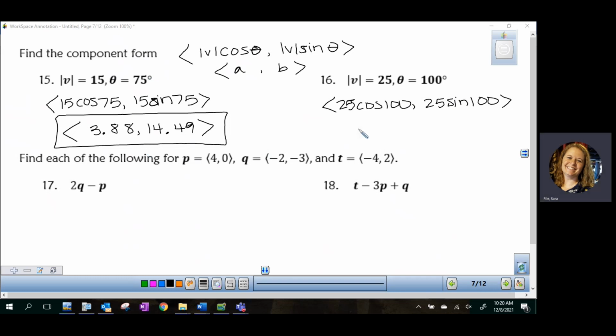So yeah, let's use logic. Good call. Now, 100 degrees is in what quadrant? 2. So this should be negative positive, right? All right. So that's a good way to check your work.